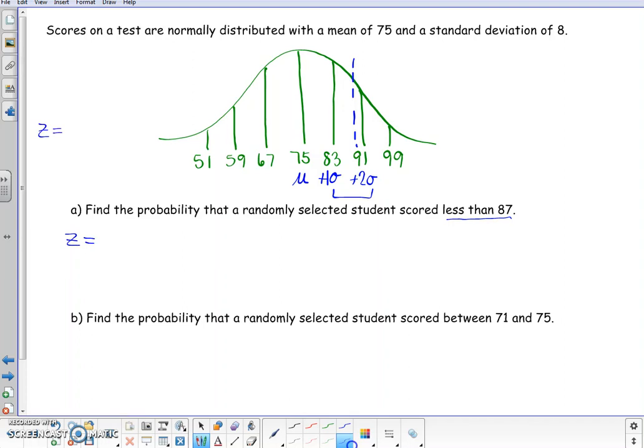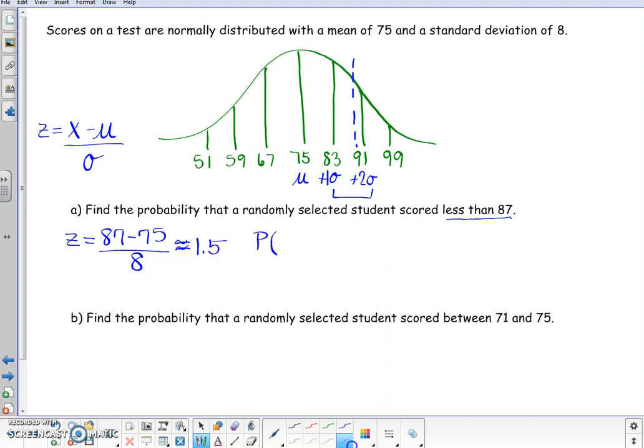And remember, the z-score, you take the number minus the mean divided by the standard deviation. So we're going to take 87 minus 75, and we're going to divide it by 8. And use your calculator to do this. Always round a z-score to 2 decimal places because your z-table works with 2 decimal places. So 87 minus 75 divided by 8. Oh, look, we didn't even have to round it. It's exactly 1.5.